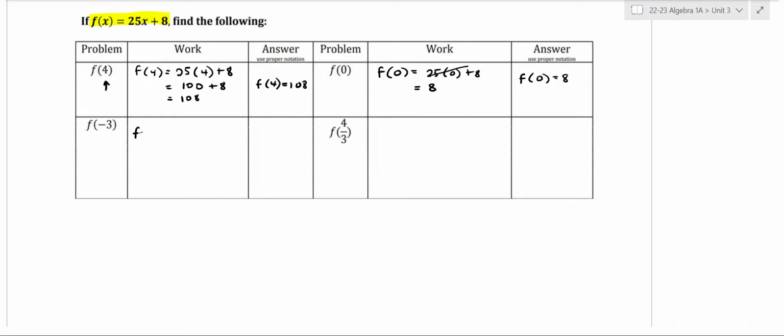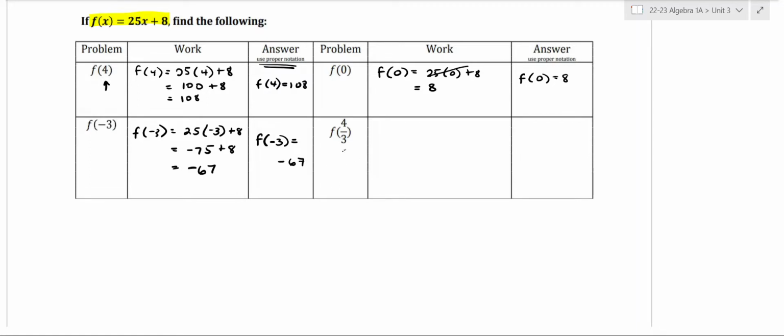F of negative 3. F of negative 3 means that we have 25 times negative 3 plus 8. That gives us negative 75 plus 8. And what's that? Negative 67. Let me just make sure. Negative 75 plus 8. Yep, negative 67. So f of negative 3, proper notation, right? F of negative 3 is equal to negative 67.